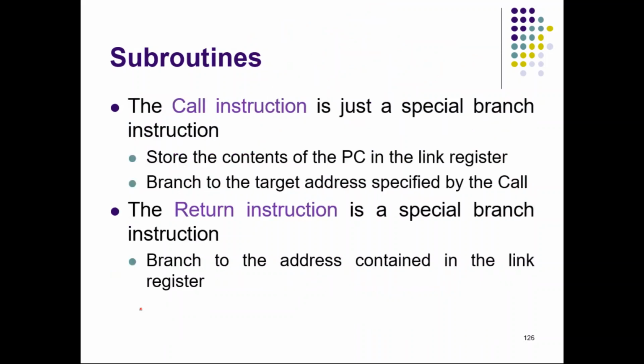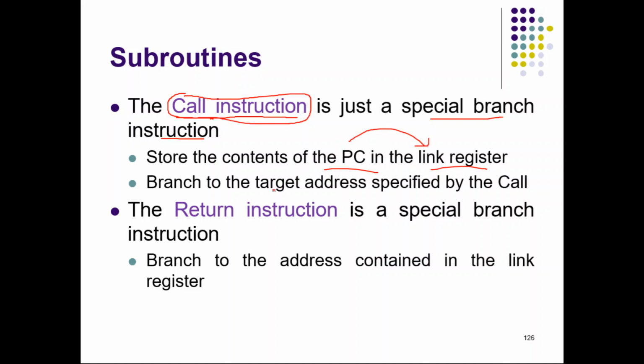Fine. So simply we can say that the call instruction is just a special form of branch instruction. What is a branch? A branch is the one which transfers control from one place to another place. So the call instruction is also one form of branch instruction. Whenever the call instruction executes, two things happen. First, the PC content will be moved to the link register. PC means the next address, the address that follows the call instruction. That will be the PC content that is moved to the link register.